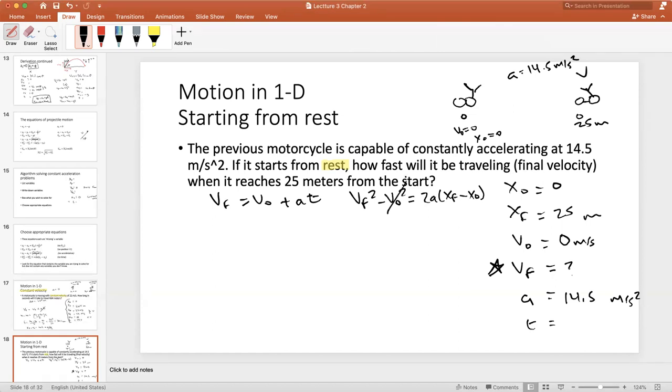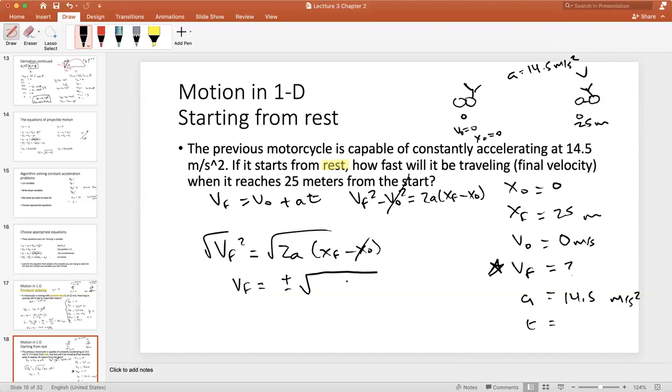Yeah, we know this is 0. We know A, we know X final, we know X initial. So V final squared is 2A times X final minus X initial. X initial is 0. If I take the square root of both sides, what I get is V final is plus or minus. And in this case, we're going to choose plus because we know it's accelerating this way. And therefore, V final is going to be positive this way, which we're going to assume to the right is the positive direction most of the time, unless we have some weird reason for not. So choose the plus here.